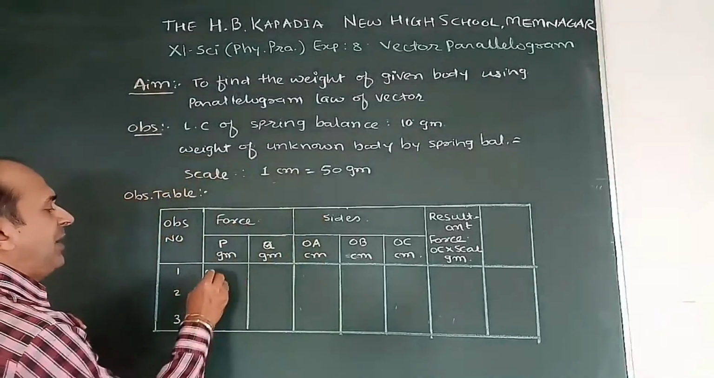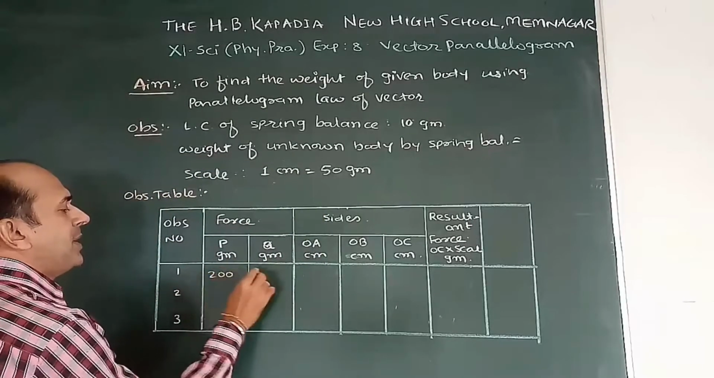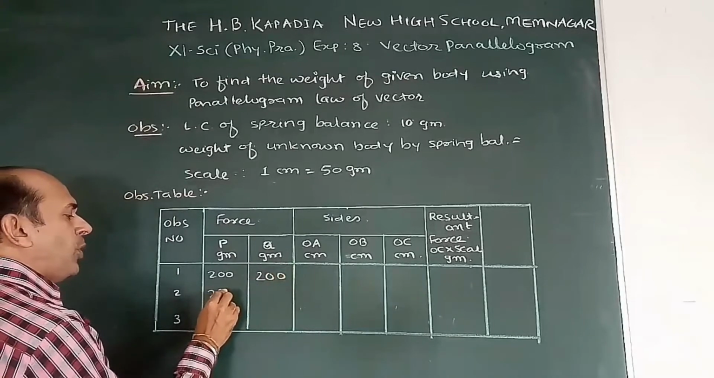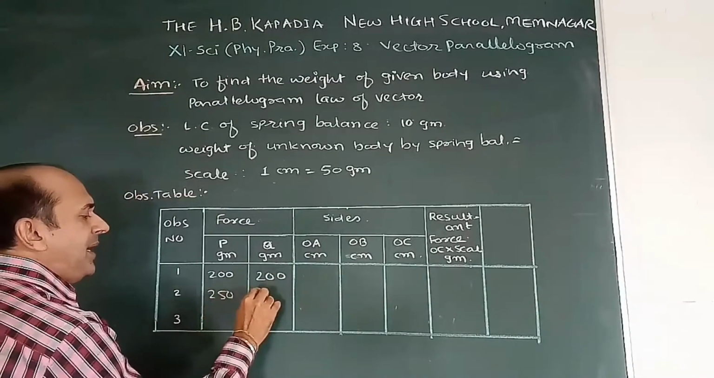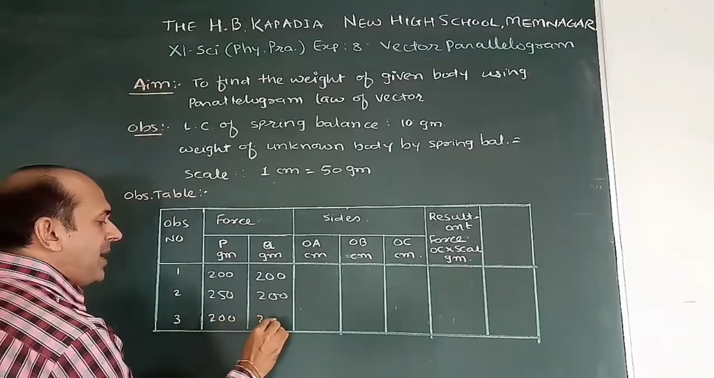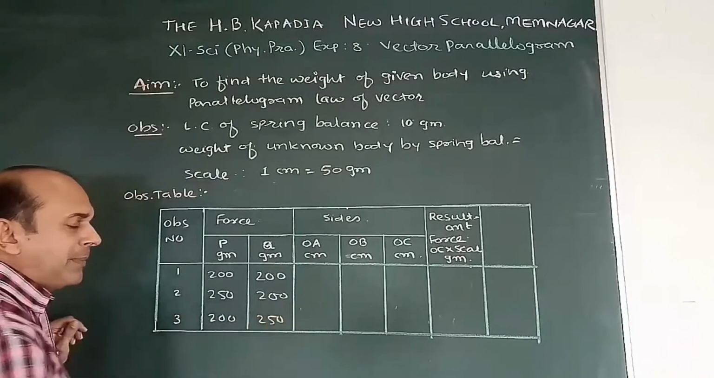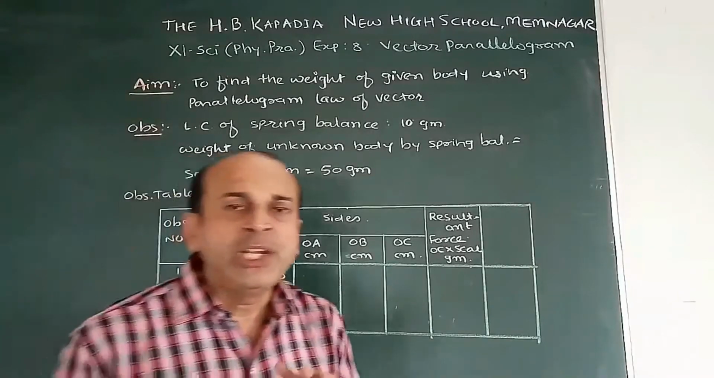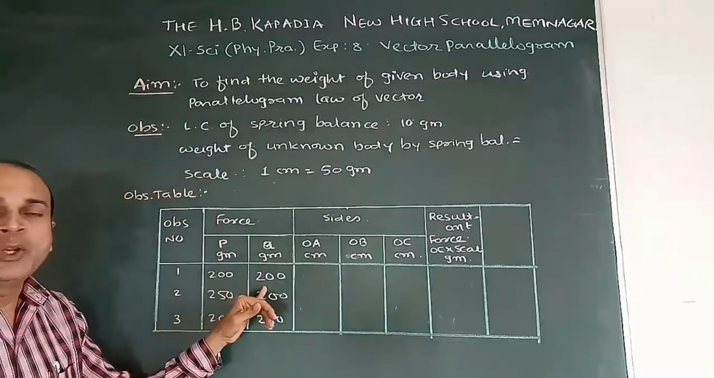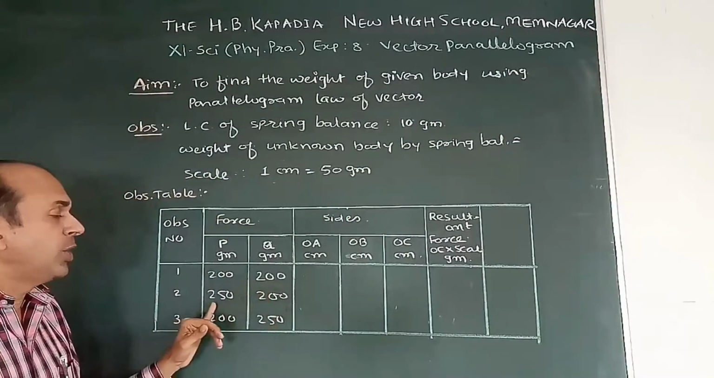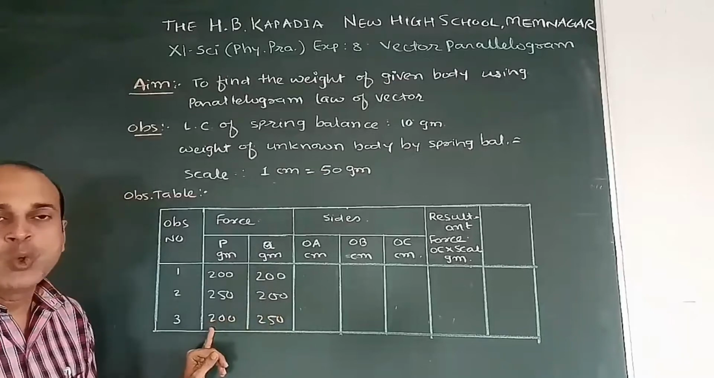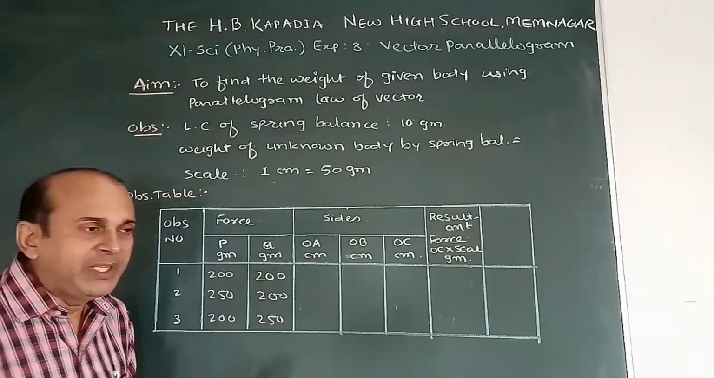First, let me take 200 grams and 200 grams. We can also arrange 250 grams and 200 grams. And we will take 200 grams and 250 grams. We will arrange the three different positions: first, the 200 and 200 combination; second, 250 and 200 gram weight; and third, 200 gram weight and 250 gram weight.